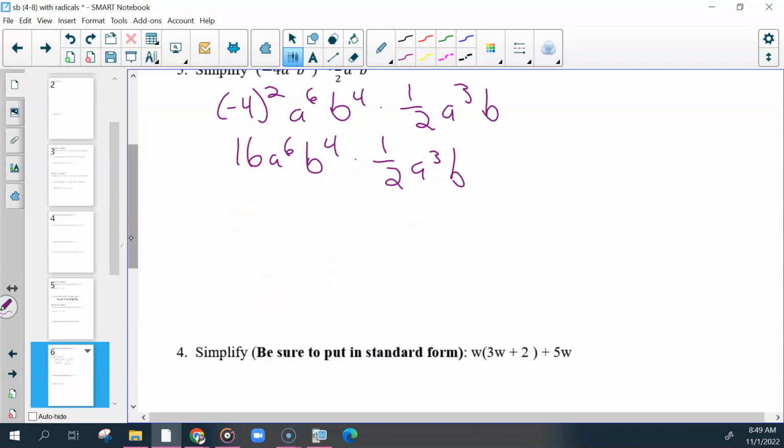Then our next order of operations is to multiply. So we can multiply the numbers together. 16 times 1/2, or 16 divided by 2, would give us 8. We are multiplying our like bases, so we're adding all the exponents. B has an exponent of 1, so A's new exponent would be 9, and B's new exponent would be 5. So 8A to the 9th, B to the 5th would be our final answer.